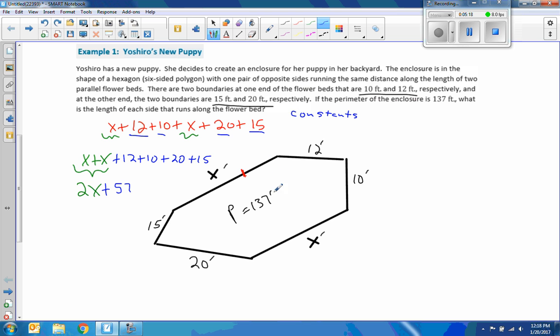Okay, now keep in mind that this is not an expression we're working with, it's an equation, and the perimeter is 137 feet, so I've got to add to this and say equals 137. So just move this so I can work.